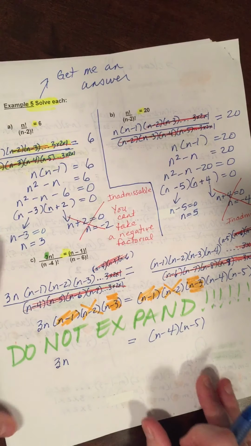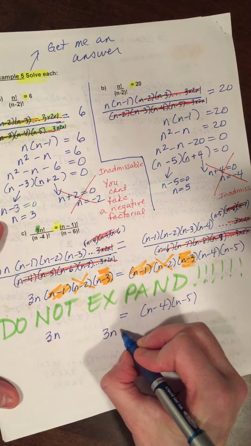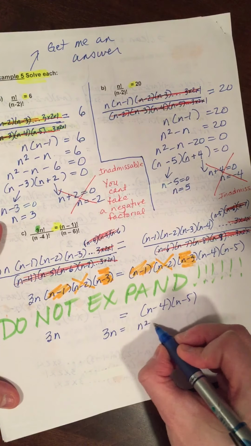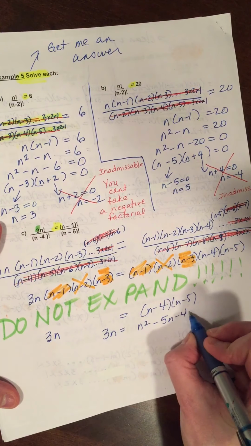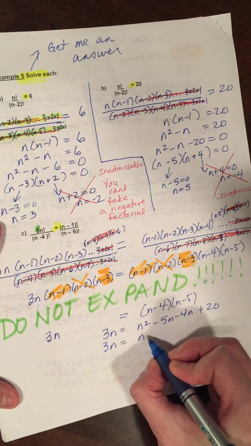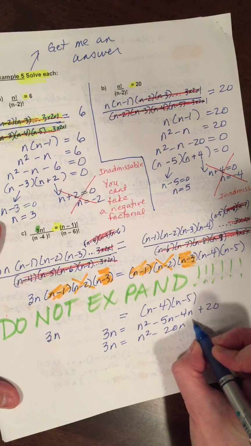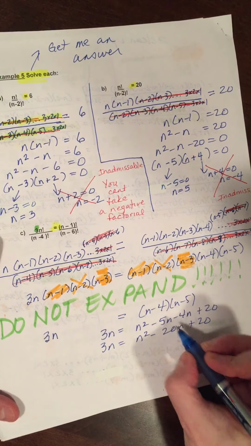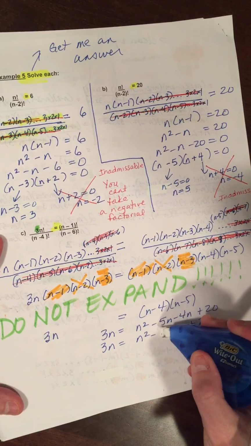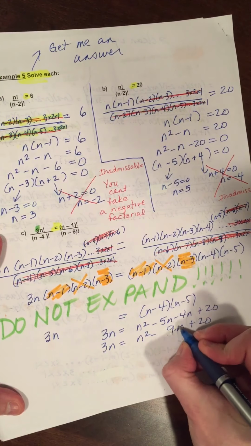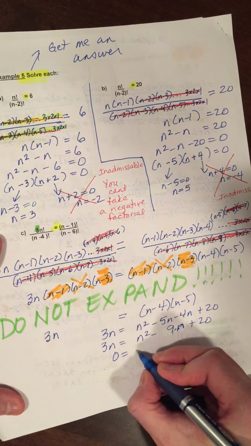Okay, this is looking a little bit nicer. I can FOIL on the right-hand side. Just cleaning up. Oops, my mistake. Sorry guys, that should be 9n. Bring the 3n over.